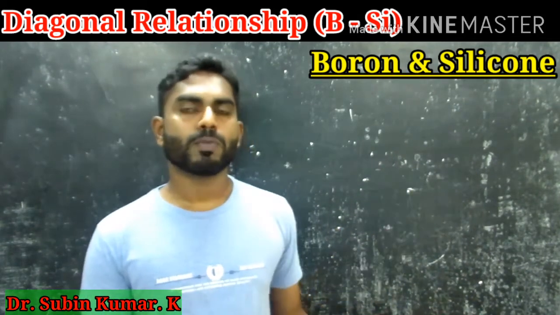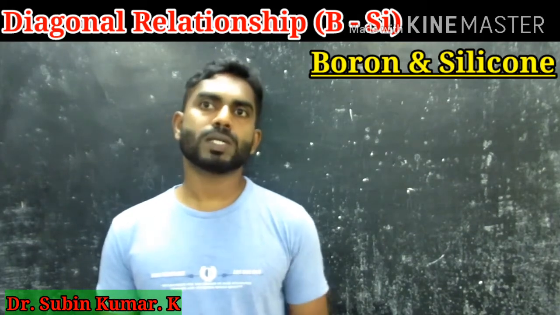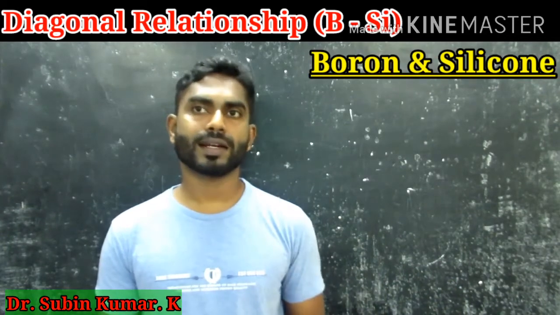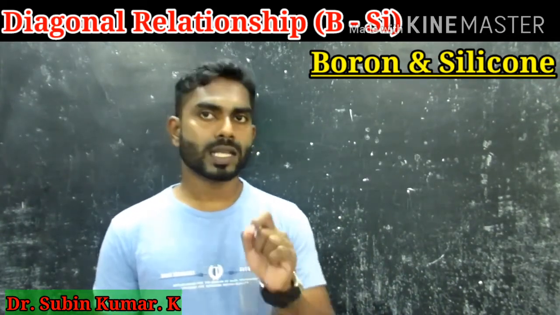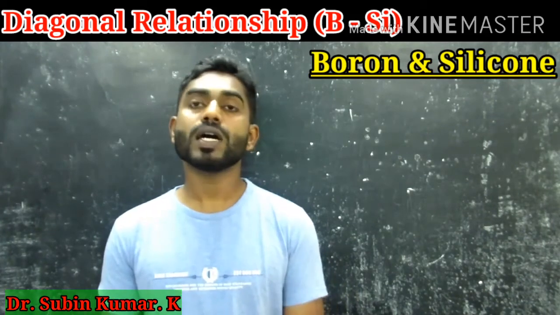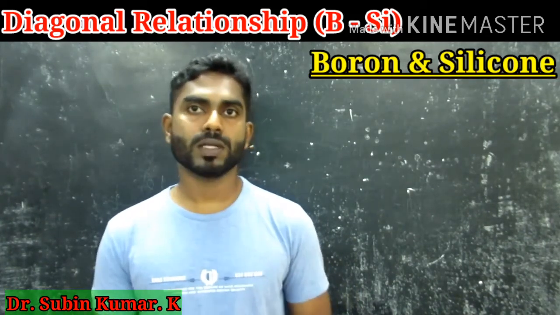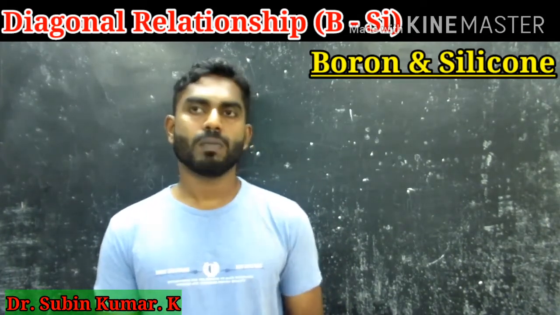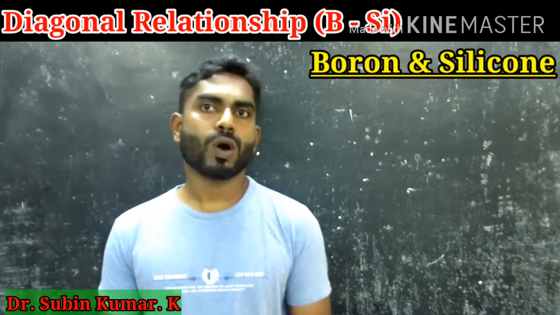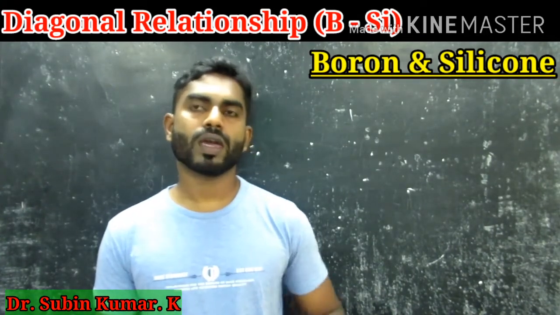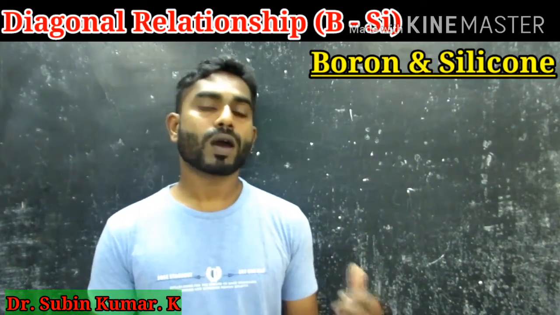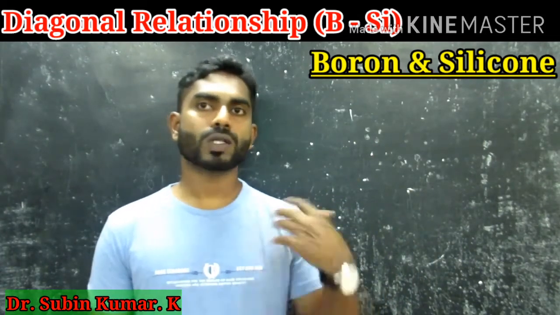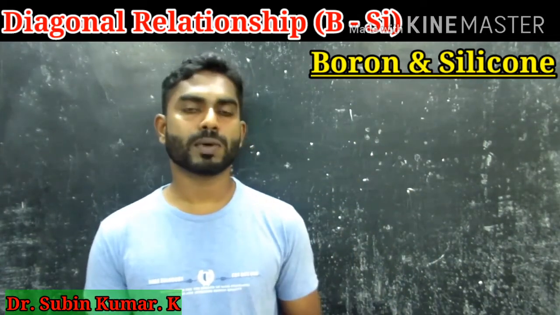First property: boron and silicon exhibit the typical properties of non-metals. Second property: neither boron nor silicon occurs in the native or free state. Both occur as their oxo compounds, for example borates and silicates. That means they occur in nature in the oxide form.